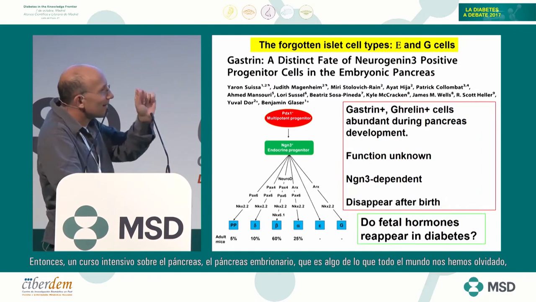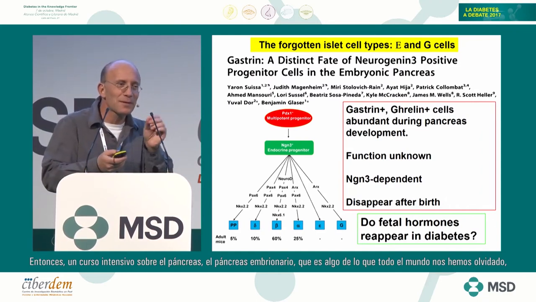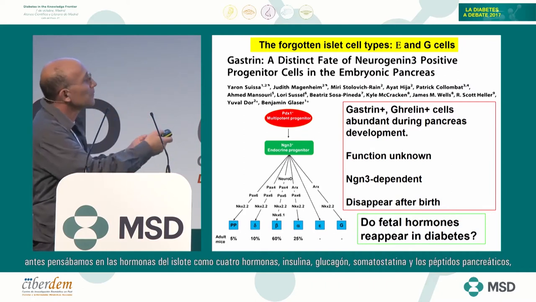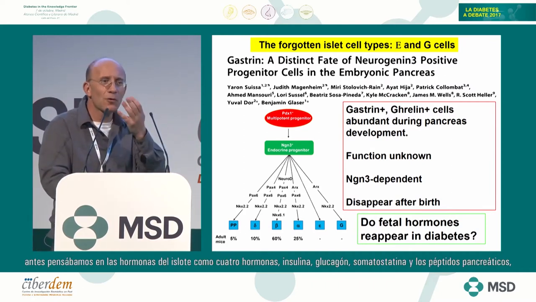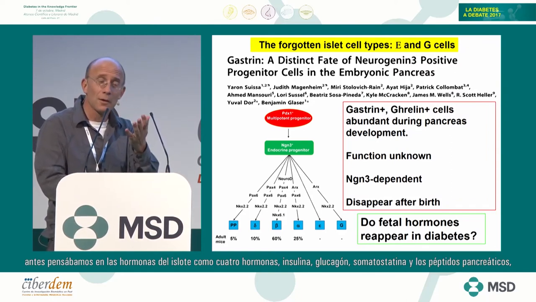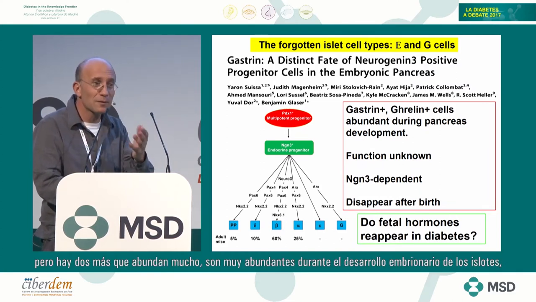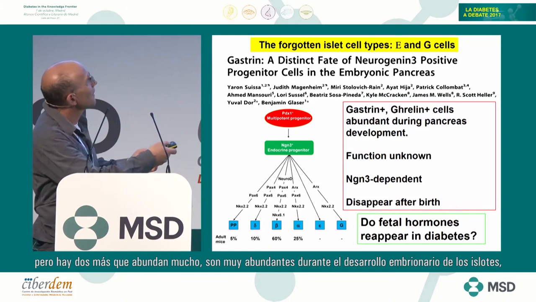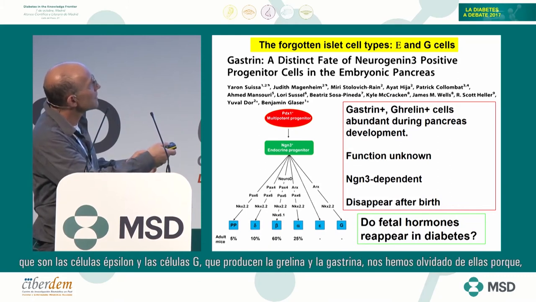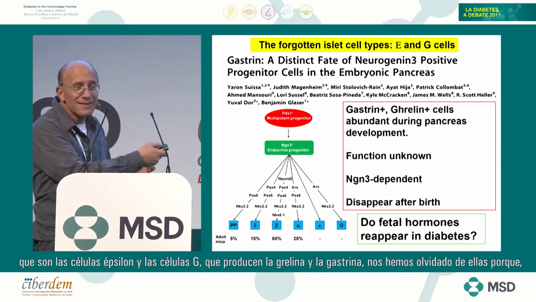So, a crash course on embryonic pancreas development, something that everybody forgot. We are used to thinking about the islet hormones as four, right? Insulin, glucagon, somatostatin, and pancreatic polypeptide. But actually there are two more that are very abundant during embryonic development of the islets. These are the epsilon cells and the G cells producing the hormones ghrelin and gastrin.